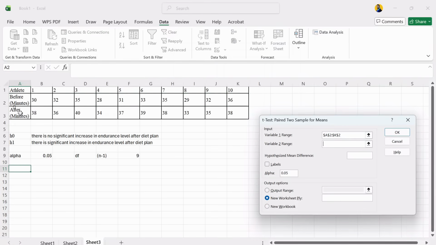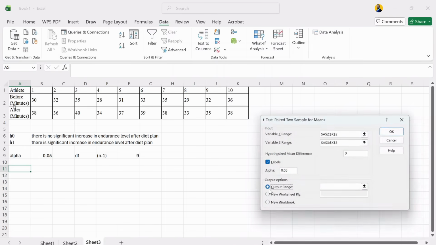So we'll select this one, drag this, and for the hypothesized mean difference, if the question states the sample population mean and all, then we are supposed to use that number. But here nothing is mentioned, so we will use 0. And if you have selected the labels while dragging these values, just click the checkbox, and alpha is 5%.